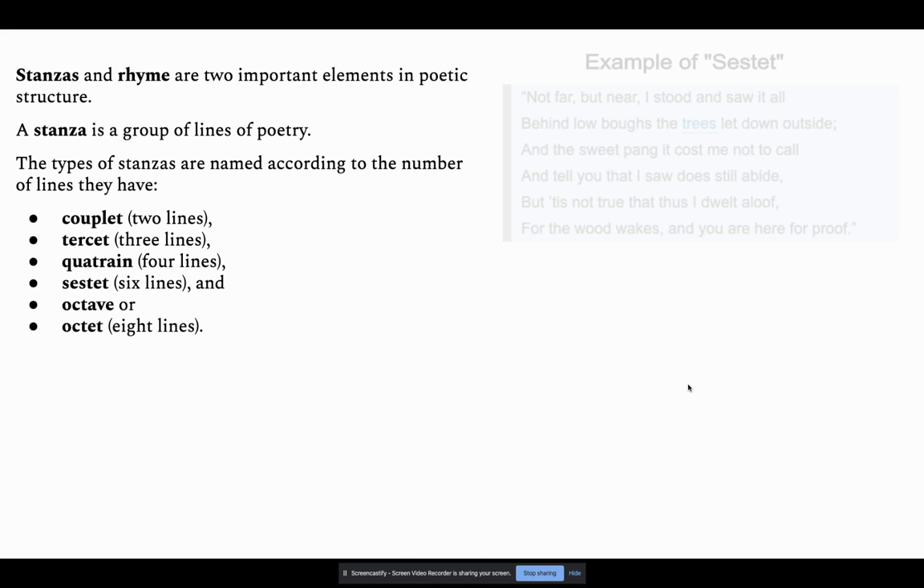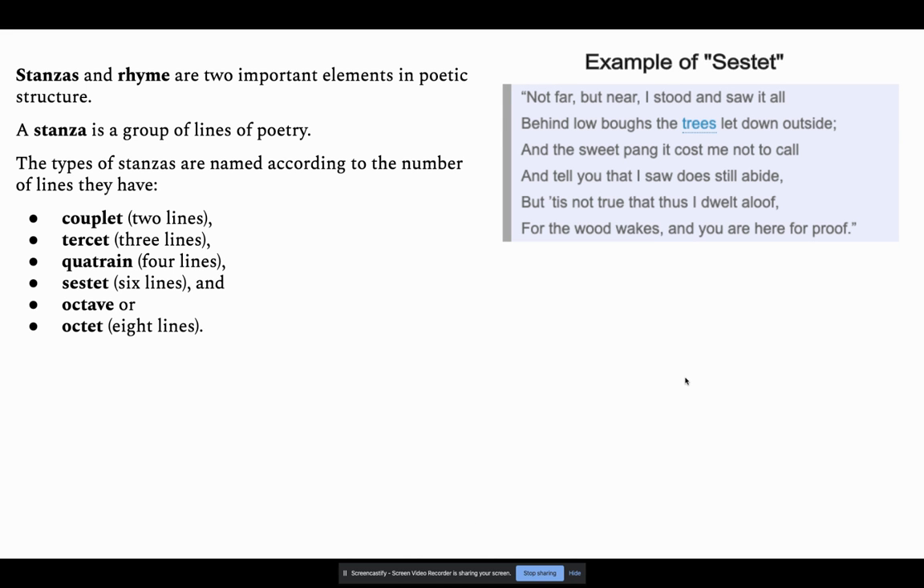And then 6 lines is our sestet. Not far but near I stood and saw it all. Behind low boughs the trees let down outside, and the sweet pang it cost me not to call and tell you that I saw it does still abide. But 'tis not true that thus I dwell aloof, for the woods wake, and you are here for proof.